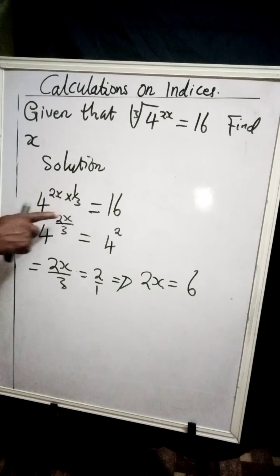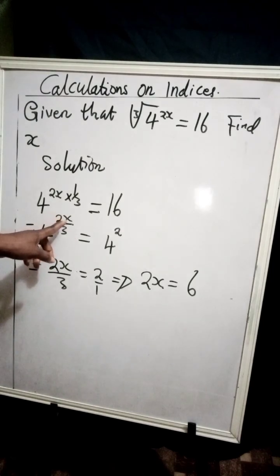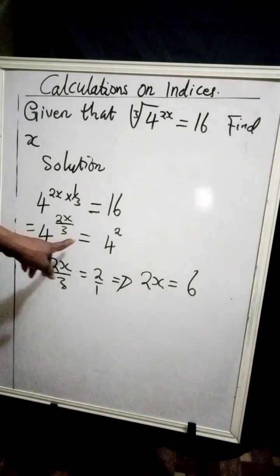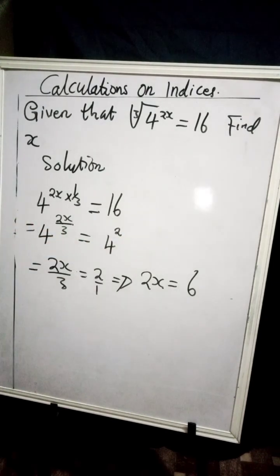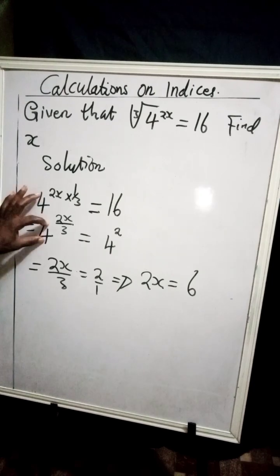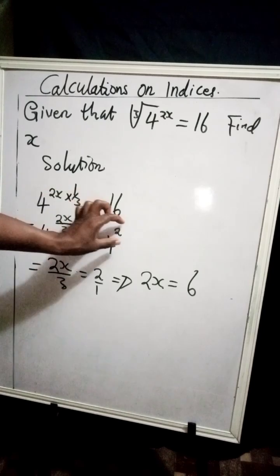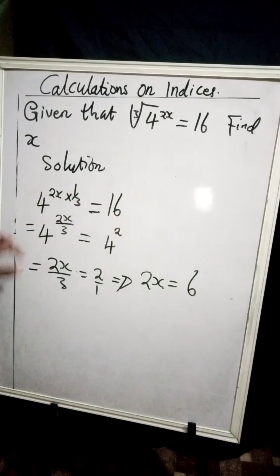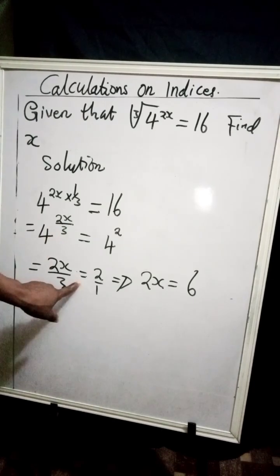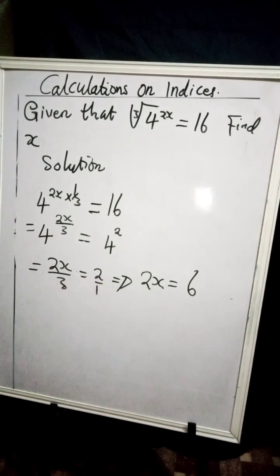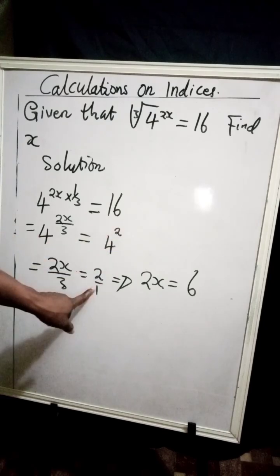2x multiplied by 1 will give you 2x over 3, which is equal to 4 to power 2x over 3 is equal to 4 squared. So since they are of the same base, it means if 4 is equal to 4, that their powers will also be equal to each other. So we have that 2x over 3 is equal to 2. Okay, but remember that this 2 is a whole number, which is over 1.